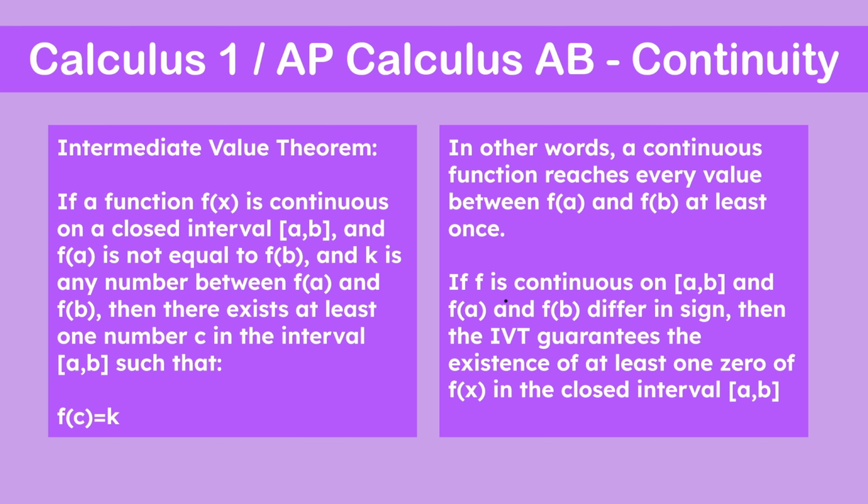Additionally, if f is continuous on [a, b] and f of a and f of b differ in sign, then the intermediate value theorem guarantees the existence of at least one zero of f of x in the closed interval [a, b]. So let's say we have a up here and b down here, but since it's continuous, it has to cross the x-axis at least once, because if it wasn't continuous, it would just skip through it.